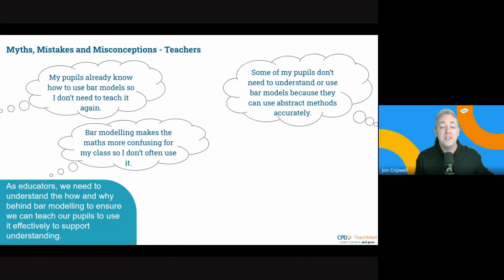Bar modeling makes the maths more confusing for my class, so I don't use it often enough. I would suggest that this happens when bar modeling isn't used consistently and it's brought out.